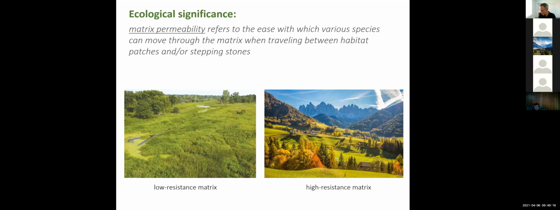But then a high resistance matrix, on the other hand, is one that largely inhibits interpatch dispersal of species. So this is where we have a much higher level of contrast. And in this case, we're going from forest to basically mowed lawn. And so that's going to be a much higher level of contrast and a higher resistance to species moving across that landscape. And of course, the measure of matrix permeability and resistance is going to be species specific. It's not going to be the same for every species.